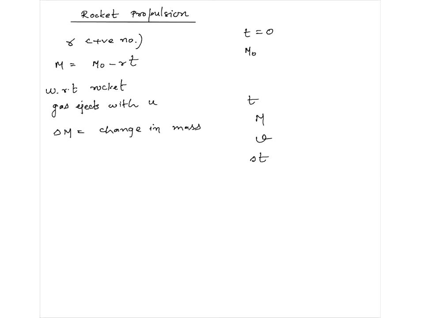Now V becomes, let's say, V plus delta V. Let's write here at delta t, M becomes m plus delta m. Delta m is negative. V becomes V plus delta V.